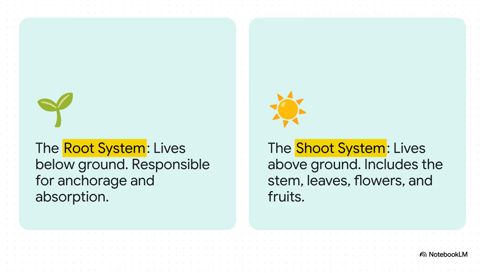Then, above ground, you've got the shoot system. And this is all the stuff we actually see. The stem holding everything up, the leaves acting like little solar panels, and of course the flowers and fruits that are all about creating the next generation.